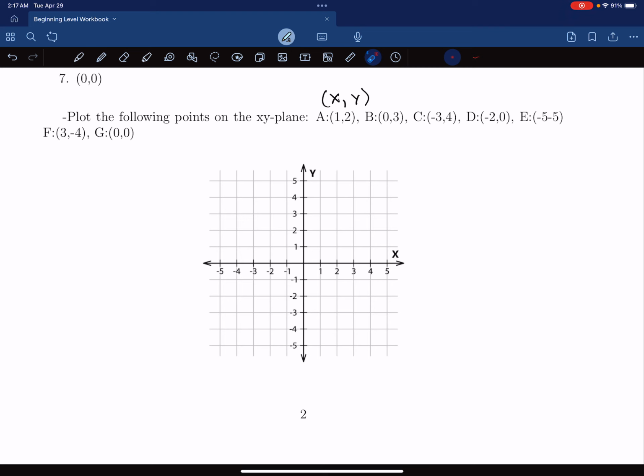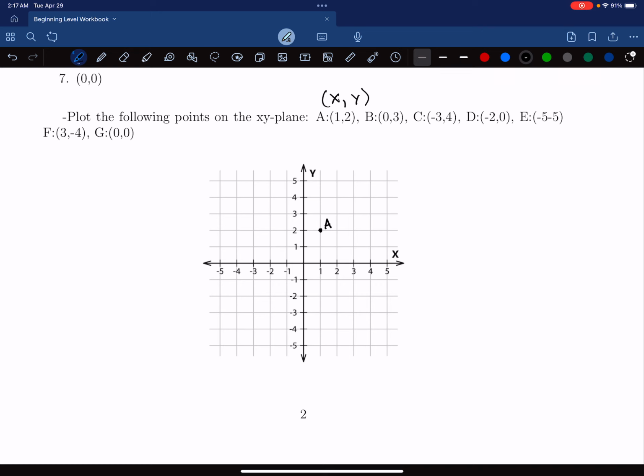Assuming you have given it a go, let's go through it. For point A, as I already mentioned, we're going to be somewhere in the vicinity when x is 1, so somewhere along here. But we don't know our y value. Well, because our y value is 2, we're going to start at 1, and then we're going to go up 2. And this here is going to be our point. This is point A.